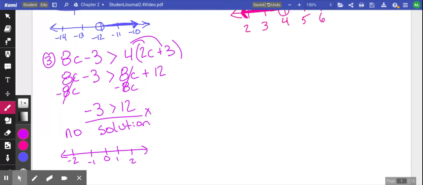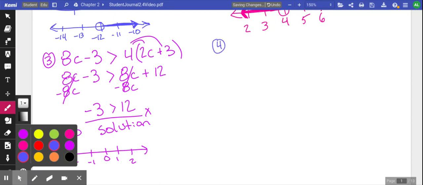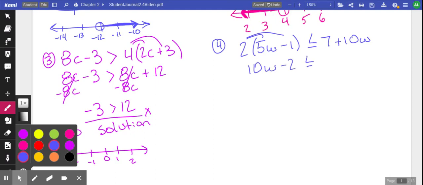All right, so for our very last example, we've got kind of the opposite. Let's do 2 times 5w minus 1 is less than or equal to 7 plus 10w. We can distribute out the 2, so I get 10w minus 2 is less than or equal to 7 plus 10w. I'm trying to move this 10w over, so subtract 10w from each side. So I end up with negative 2 is less than or equal to 7.